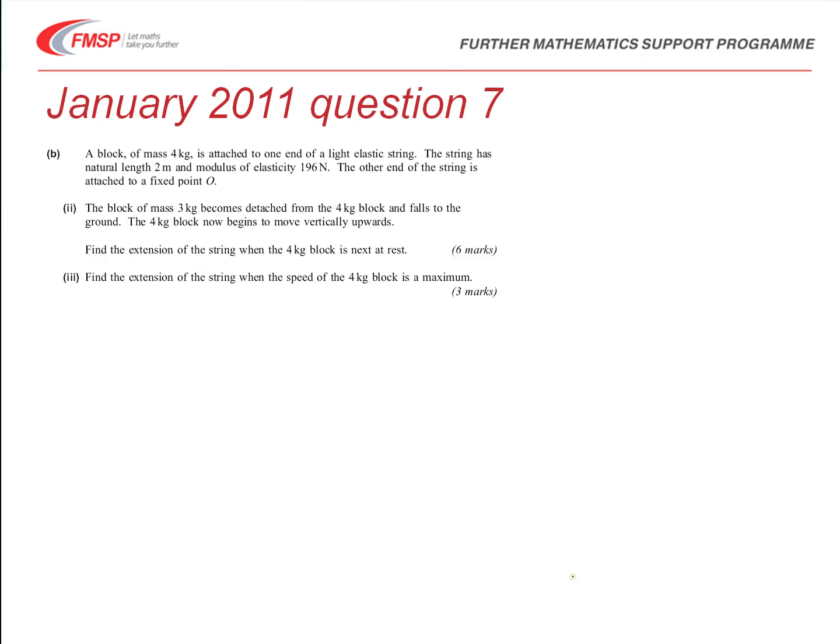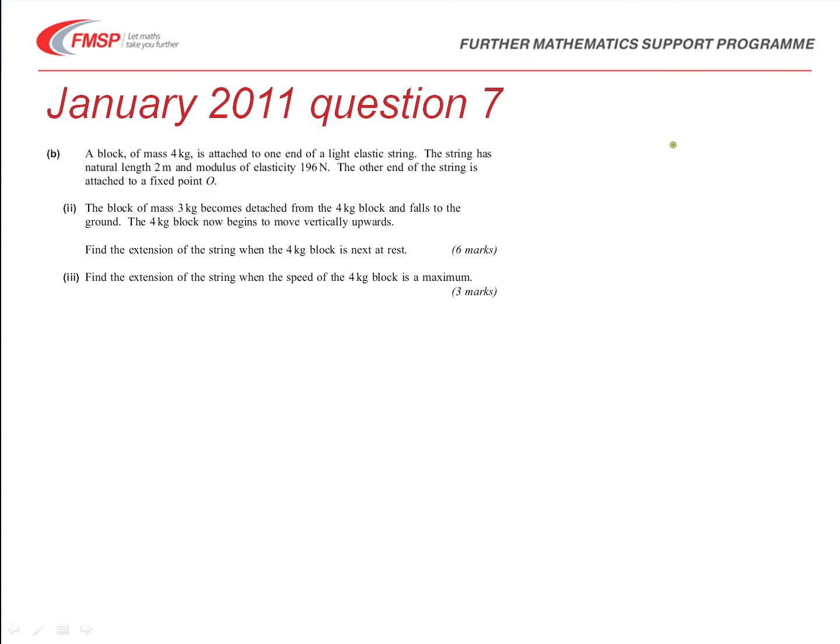Okay. Part 2 of the question then says the 3 kilogram block becomes detached, so all we now have is the 4 kilogram block on the end, and having removed the 3 kilogram block, obviously the 4 kilogram block will now begin to accelerate upwards, and we've got to find the tension in the string when the 4 kilogram block next comes to rest.